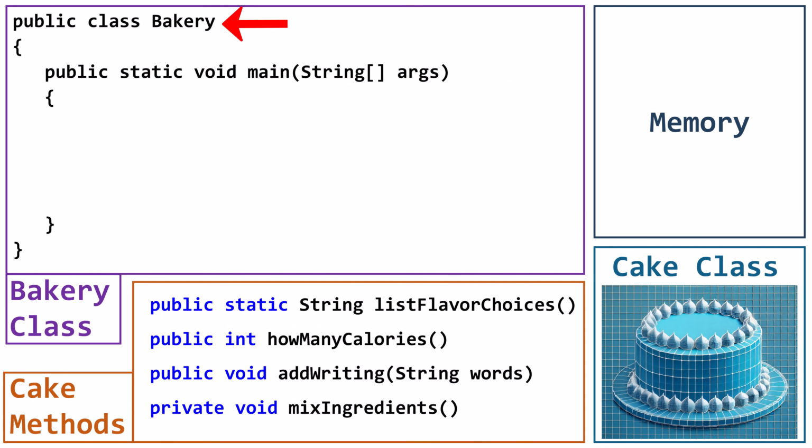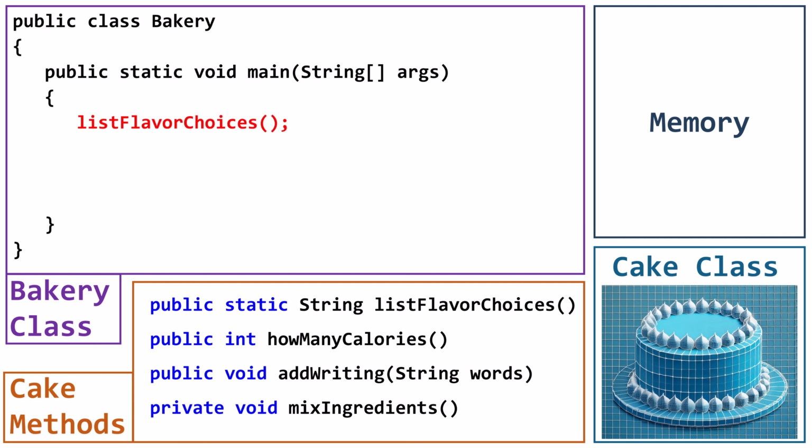Now let's look at the bakery class. We'll write some code in the main method of the bakery class. The main method is automatically called when we run a class. For reference, I've included the method headers from the cake class. Suppose we attempted to call listFlavorChoices. While this is a valid method name in the cake class, there is no method by this name in the bakery class, so Java can't find it.